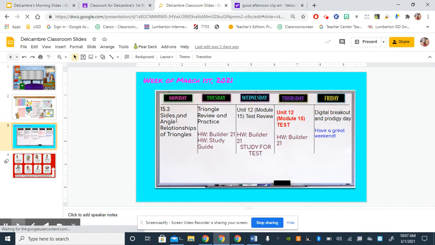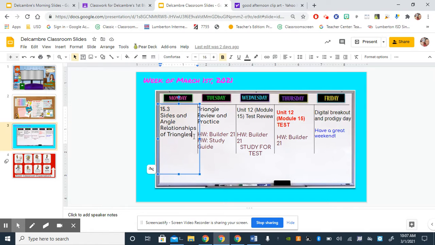All right, so this week we are going to be doing Monday, which is today, side and angle relationships of triangles. Okay, so you'll have your Builder 21 and 15.3 worksheet. I don't know why that's not written down, but let's just type that down real quick. Homework, Builder 21, and homework 15.3 worksheet.